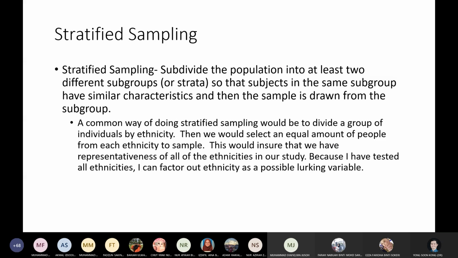Now, what about stratified sampling? With stratified sampling, there may be a little bit of judgment involved, but it is still quite acceptable in terms of the statistics.